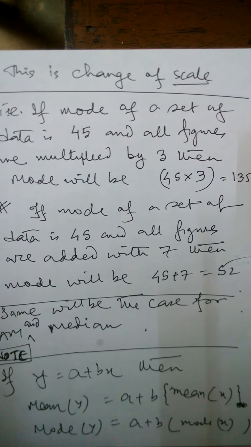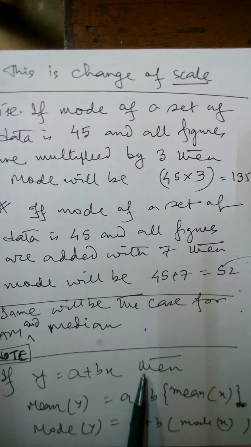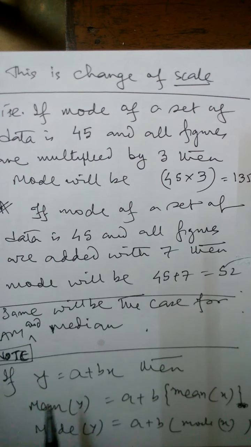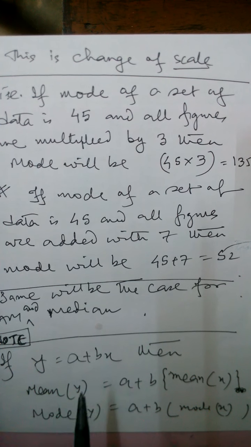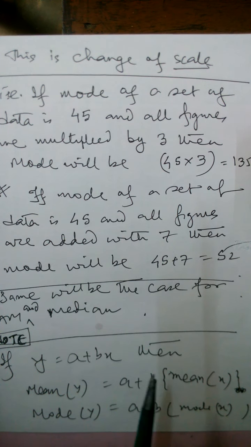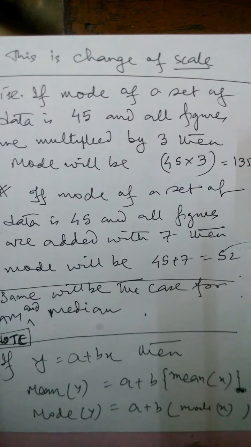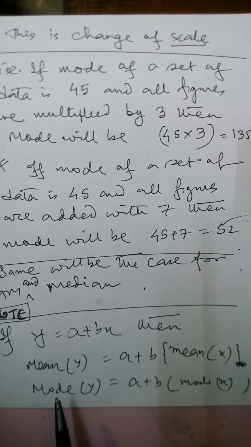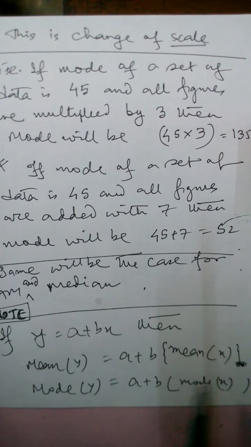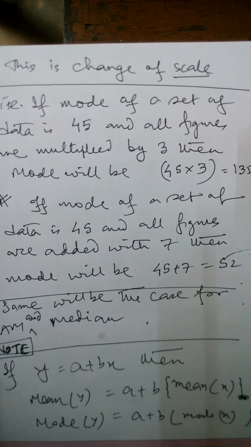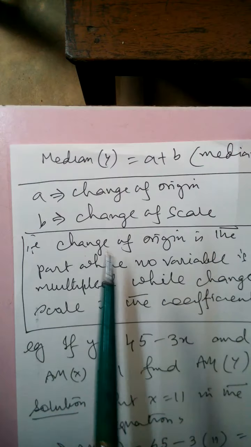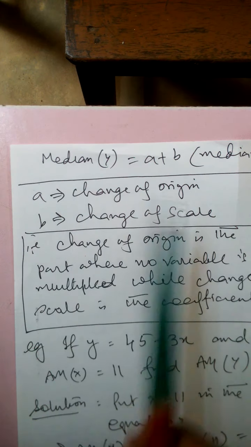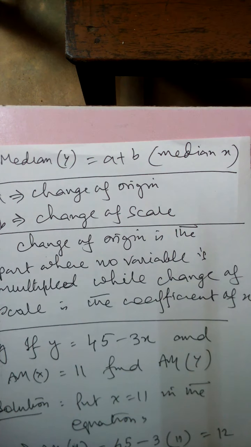Now another concept: if y is equal to a plus bx, it's a relationship. This is called a straight line concept actually. Y is equal to a plus bx. Then what you need to remember is, mean of y will be a plus b into mean of x. Then mode of y will be a plus b into mode of x, and so also the median of y will be a plus b times median of x.